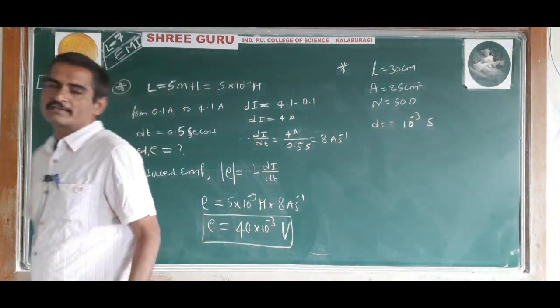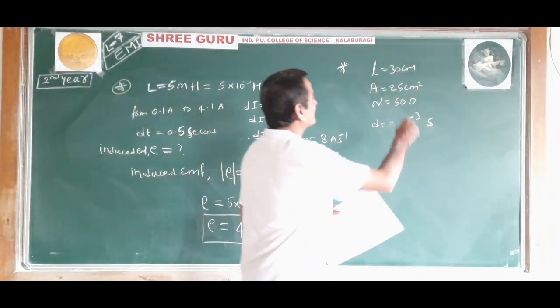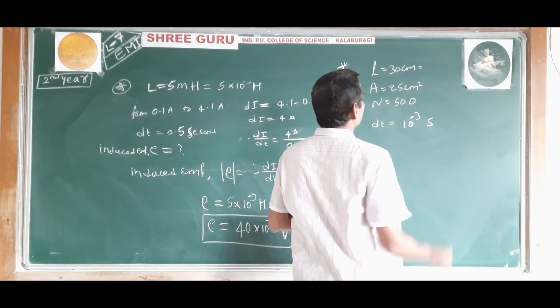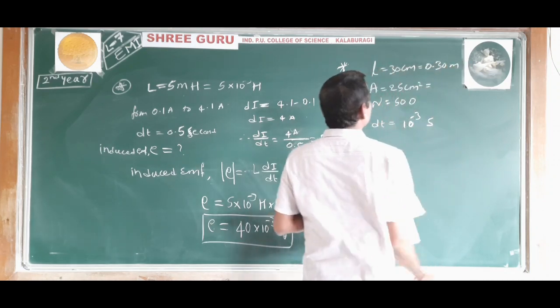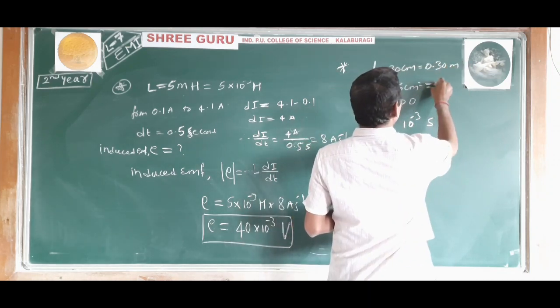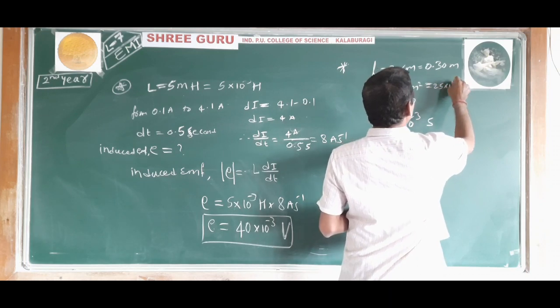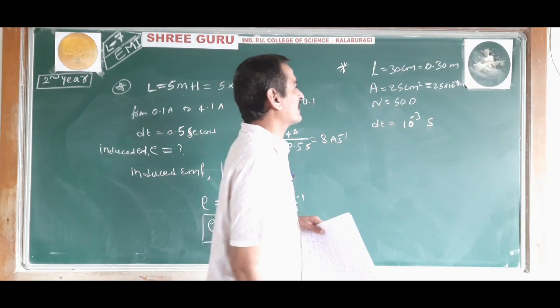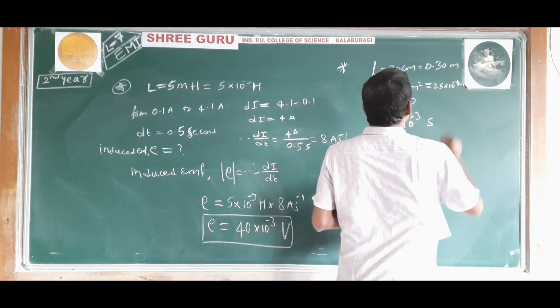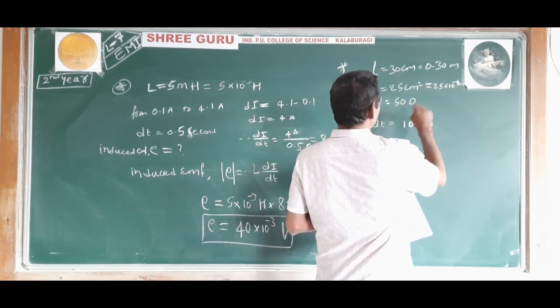Okay. So read the question. Here the length of the solenoid is given as 30 centimeter, that is nothing but 0.30 meter. Area 25 centimeter square, that is 25 into 10 to the power minus 4 meter square. So in SI unit, 25 into 10 to the power minus 4 meter square, and number of turns 500.